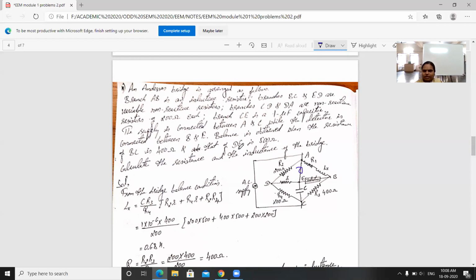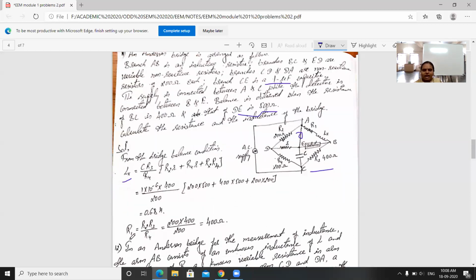Here it is given: R4 is small r and EC is a capacitor of 1 microfarad. Based on the given parameters, we draw the Anderson's bridge. Next, what you have to do? We have to find Lx and R1.